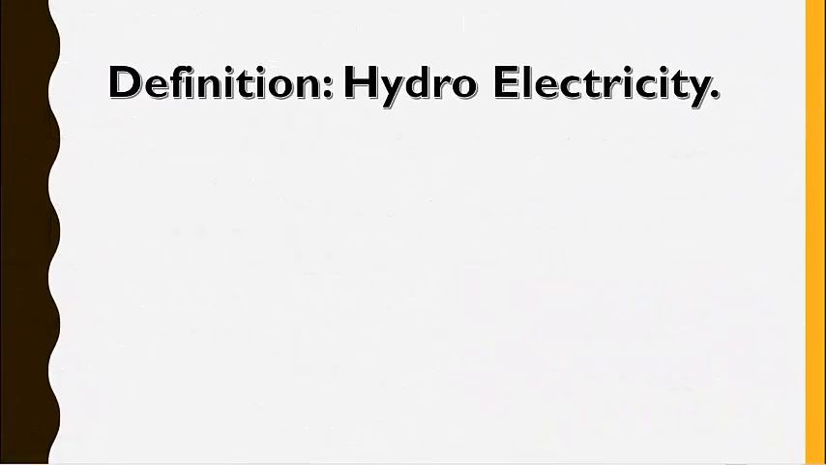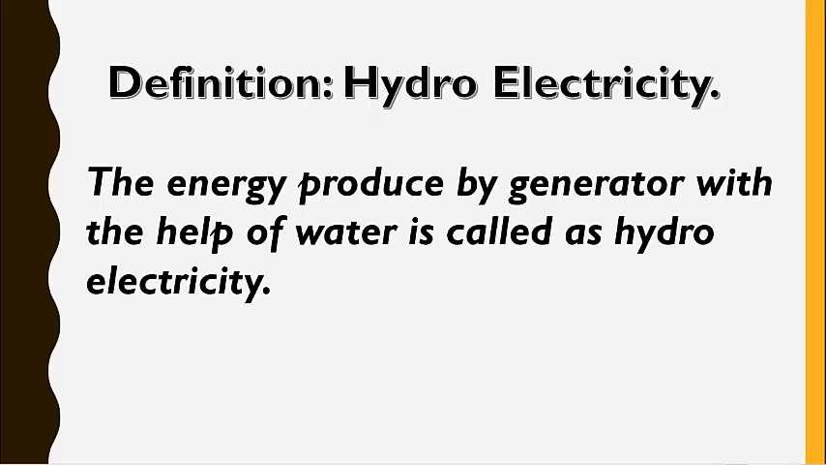Then I'll write the definition of hydroelectricity on the chart, and I'll give the definition. The energy produced by a generator with the help of water is known as hydroelectricity. So this is the definition of hydroelectricity. I'll write it on the green board and I'll let them copy the definition of hydroelectricity.